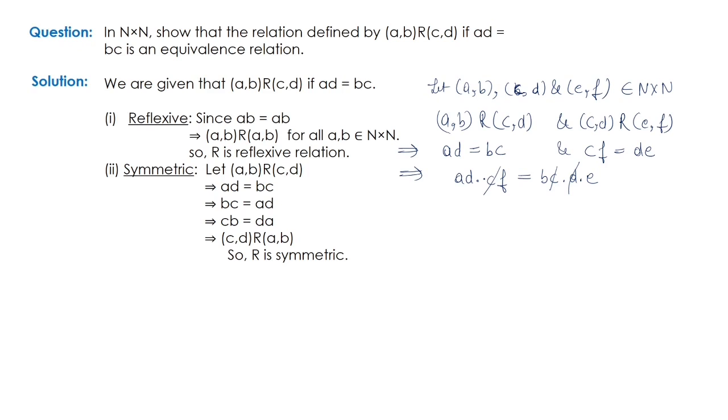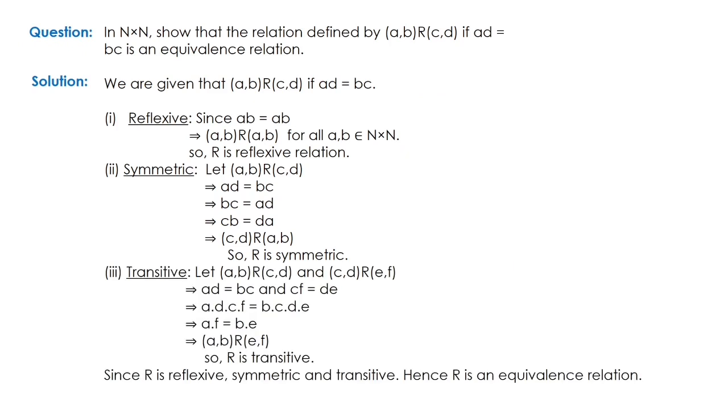So I have to represent it in the form of a relation. Now A will be here and F will be here, B will be here and E will be here. Now we have considered (A, B) is related to (C, D), and (C, D) is further related to (E, F), and in the end we concluded that (A, B) is related to (E, F). Hence my relation R is a transitive relation on N cross N. And if any relation is reflexive, symmetric, transitive, then the relation is an equivalence relation.